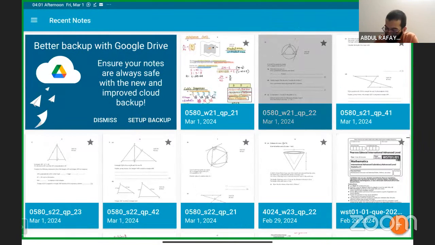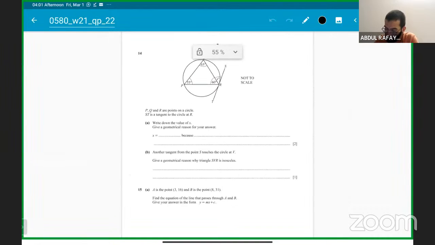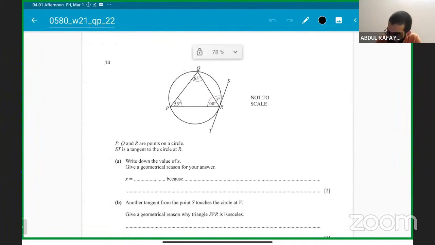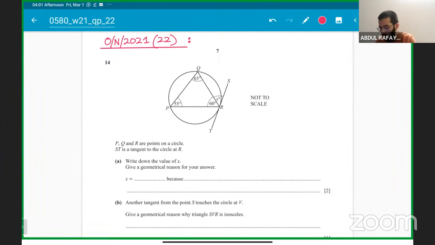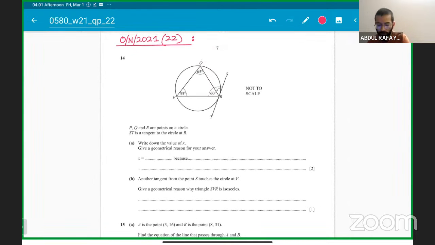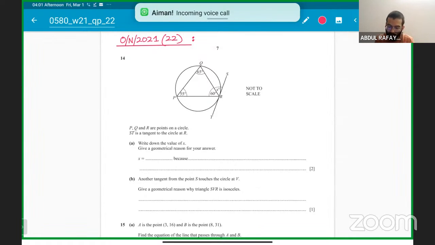So the next question again is from October, November, and talks about the similarity concept. Okay, so let's talk about this. It is from October, November 2021 again, and we have a paper 2, variant 2 question. So this is a recent paper again, October, November 2021, paper 2 2. I would suggest everyone quickly read the question. It's only a 3-mark question. Just quickly read it, so we'll try to finish this as well.